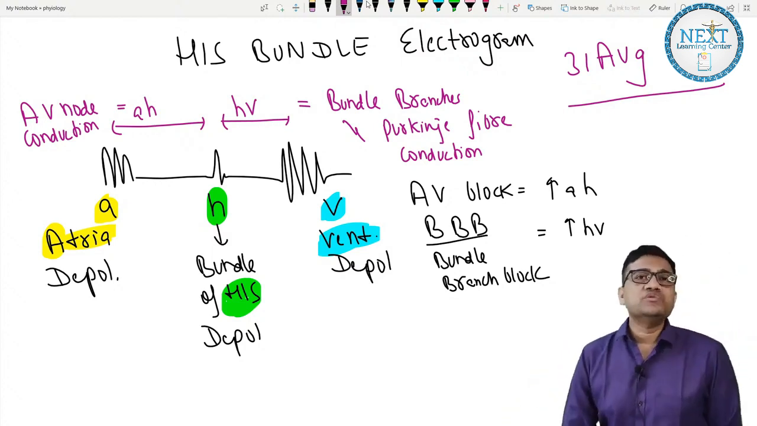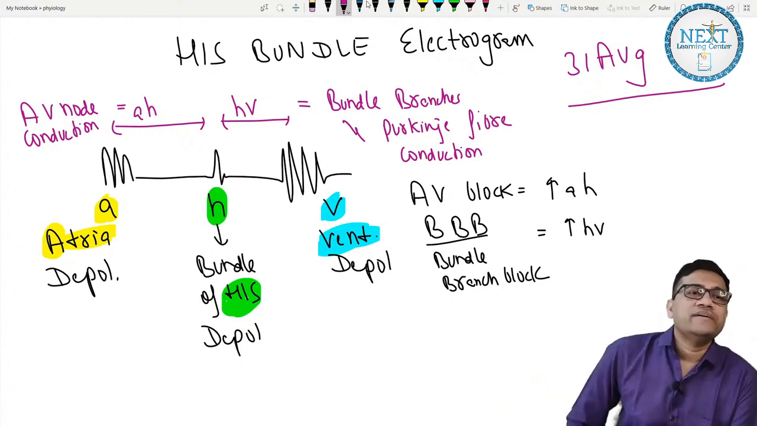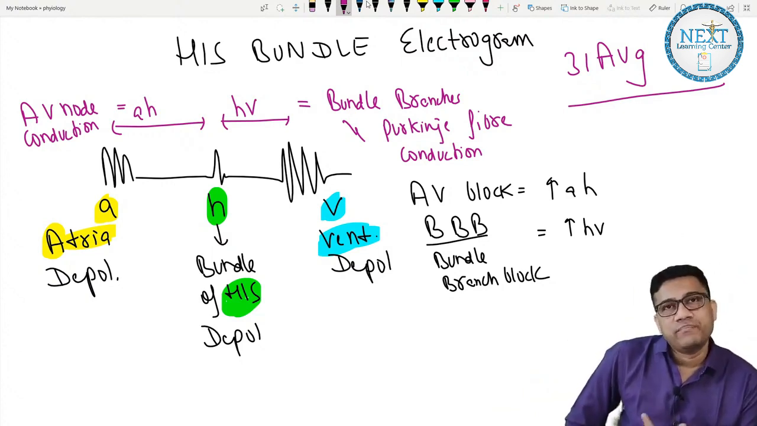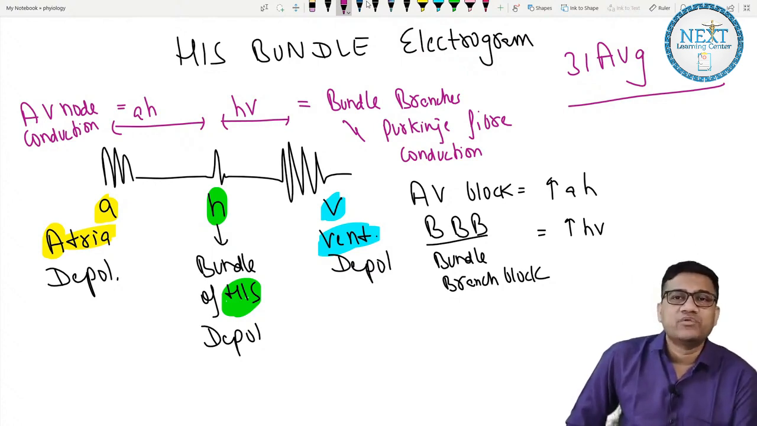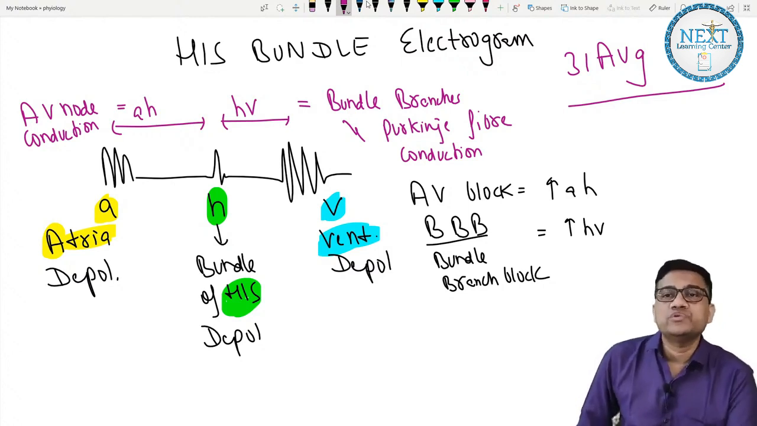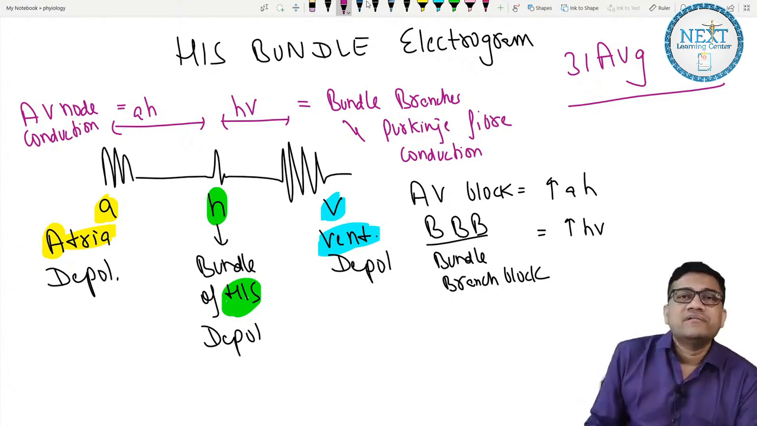We mainly use ECG. ECG can give all the features of AV blockade, Mobitz, Wenckebach. So you don't even have to do His bundle electrogram. Only when we are suspecting some serious pathology are we going to use this. So it's a very rare investigation.